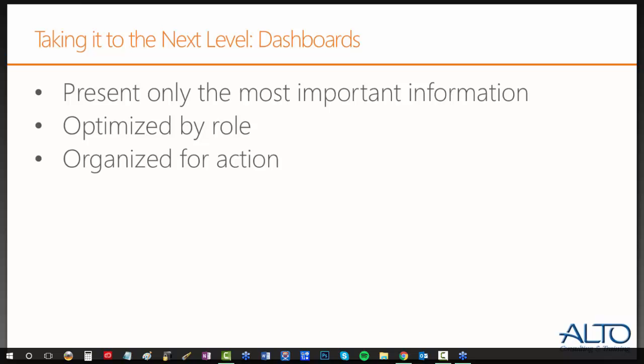All right, so far we've been focusing on individual lists and views in those individual lists, and that is awesome for getting started. But when you want to take it to the next level, most of our customers appreciate a number of dashboards being put together. Dashboards assemble information from multiple lists and optimize it by role to have the most important information available on the screen. And the idea is the dashboard organizes the data for action so that somebody can glance at the dashboard and decide, hey, here's something important that I've got to get done, here's something I need to do.